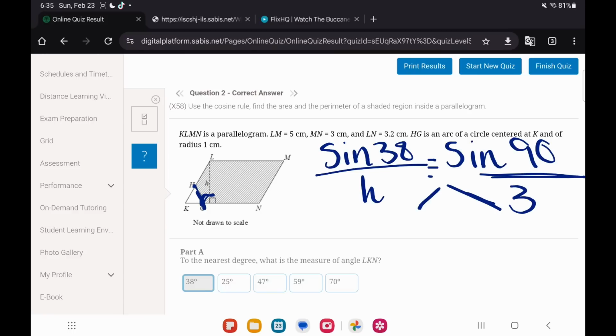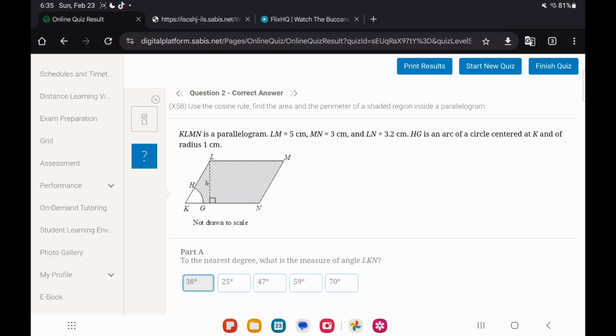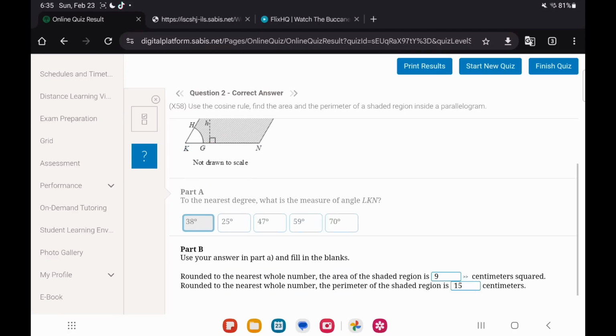Okay, now we know it's base times height. Our base is KN or LM because they're the same value, so 5. So keep the same answer for the height, times 5, you get 9.2. And this is when you simplify or round, because they said round to the nearest whole number. 9.2 rounded to the nearest whole number is 9. Okay, now they want the perimeter of the shaded region. Perimeter is when you add all the sides.